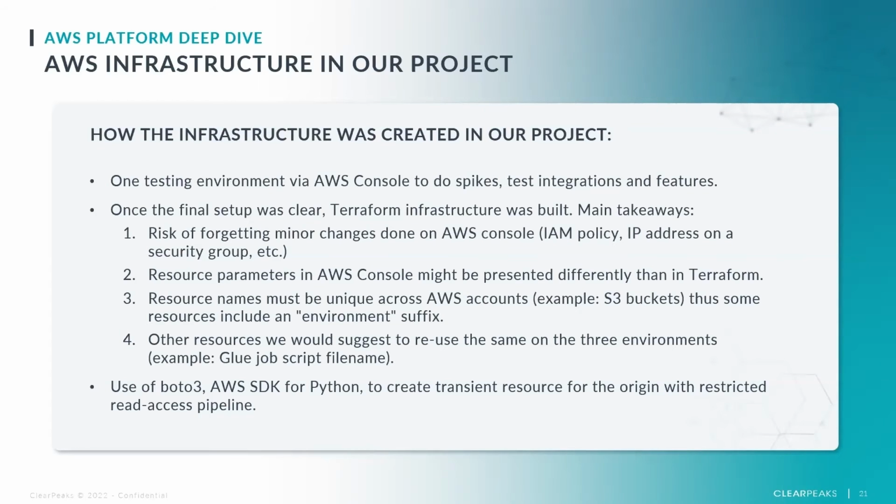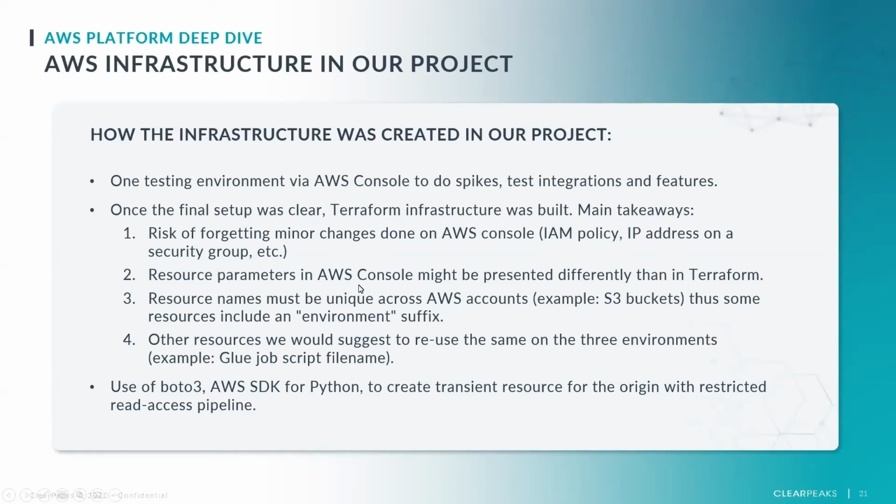So what are the takeaways of following this approach? One is the risk of forgetting minor changes done on the Amazon console. Sometimes part of the infra is created via Terraform, and you do small changes because you are testing something in the console, and then you forget about that. Once you move to staging, things break, and then you realize something was not included in the Terraform.